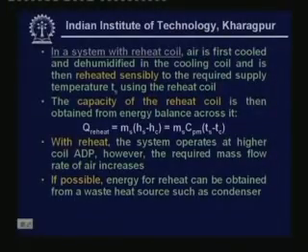And if possible, energy for reheat can be obtained from a waste heat source such as the condenser. That means instead of using, let us say, an electrical heater for the reheat coil, you can also use a waste heat source. One of the waste heat sources is the heat rejected at the condenser. If it is possible, you can use that heat for heating the air in the reheat coil. That's how you can reduce the energy consumption.